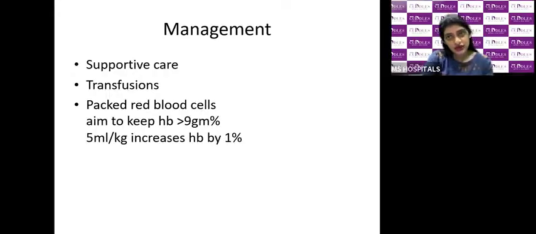Coming to management: supportive care, transfusions like packed red blood cells. The aim is to keep the Hb more than 9 gram %. 5 ml per kg increases Hb by 1%.